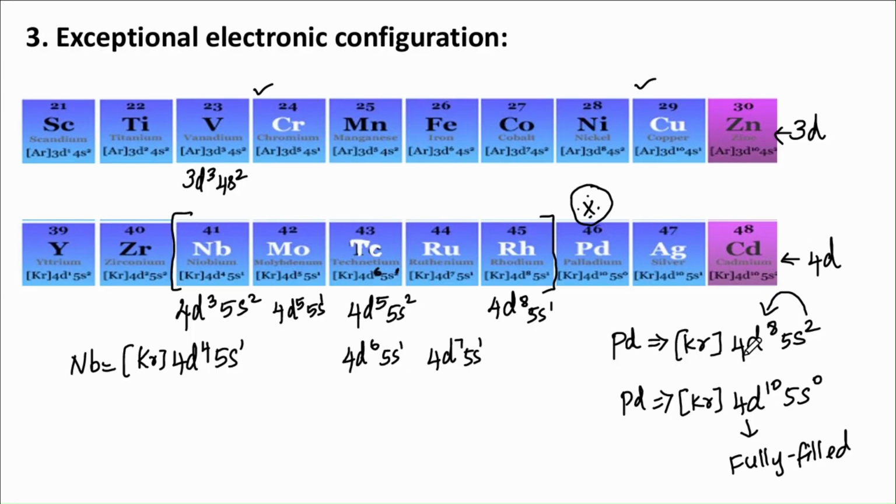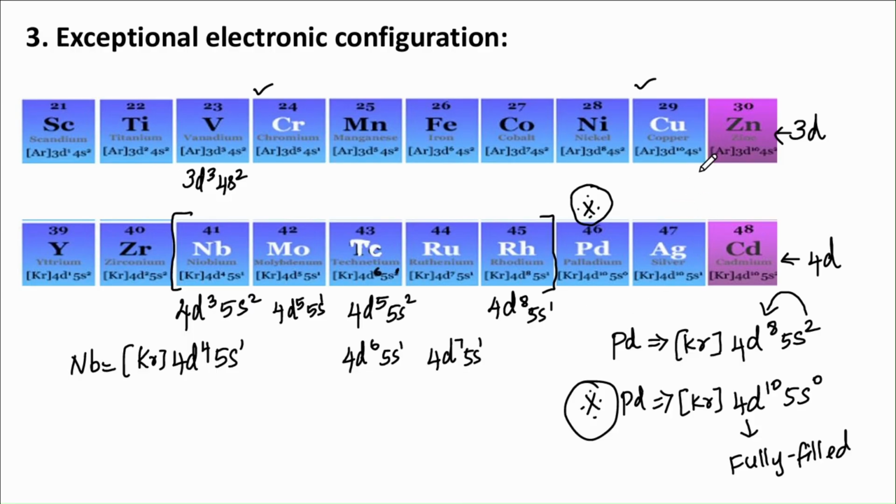As we go across the series, the size of the elements also decreases. So, the increased nuclear charge allows both electrons from the 5s orbital to be promoted to the 4d orbital in the case of palladium. Palladium is the only element with 0 electrons in the s orbital. All the other elements have either 1 or 2 electrons, but palladium is the only element with 0 electrons in the s orbital among these d block elements.